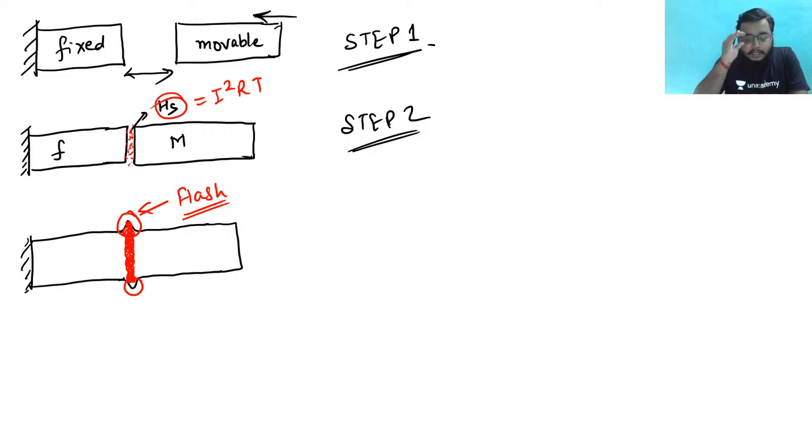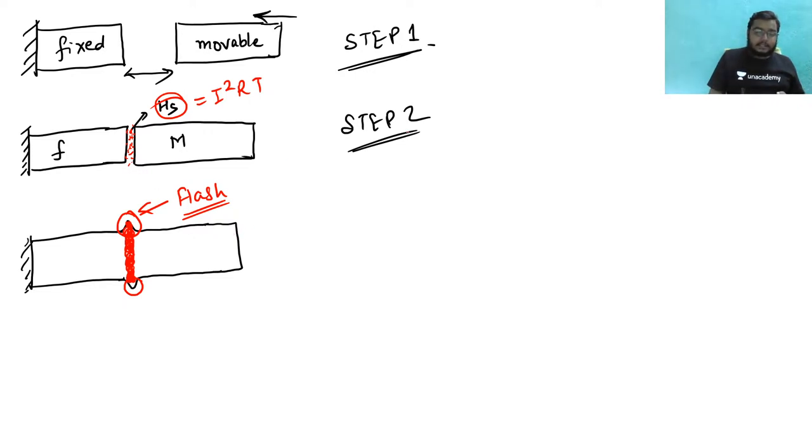Understand? Again I am telling you. In step 1 there is a fixed plate and there is a movable plate. Now my aim is to bring this movable plate closer to the fixed plate in such a manner that resistance would be there and heat would be produced. My aim is to generate the heat here. Now I will bring those things very close, like this.